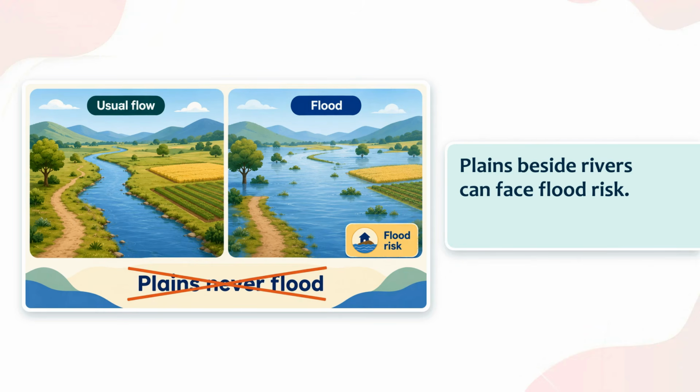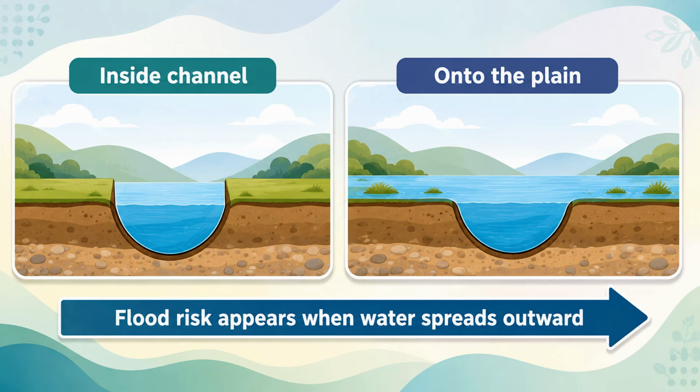The same landscape changes when water leaves the channel. Plains beside rivers can face flood risk. Low land can be covered when water spreads outward. River plains gain benefits from nearby water, but the same low position can expose nearby land when water spreads beyond the channel. Flood risk, therefore, belongs in a balanced explanation of plains.